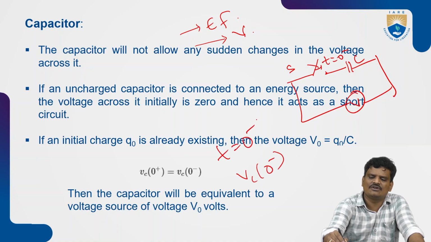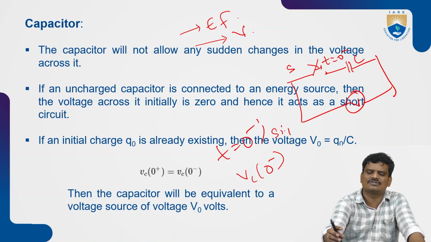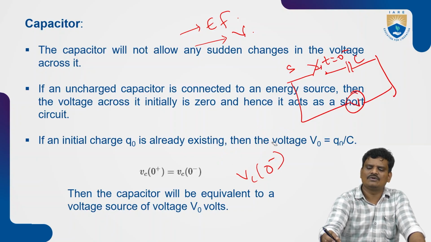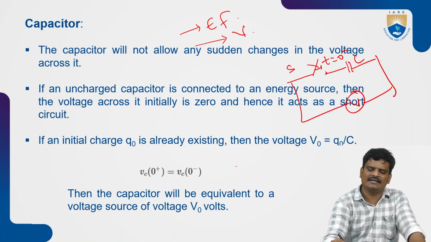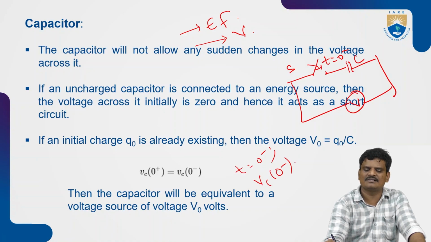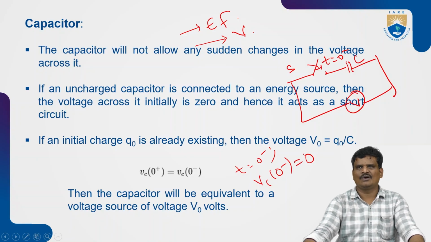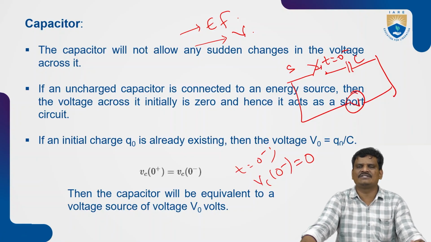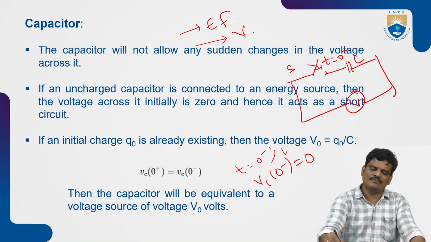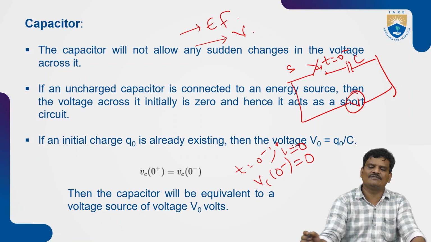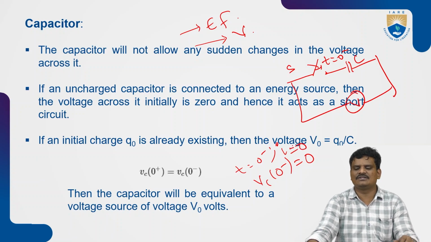At t equal to 0 minus, what happens to Vc of 0 minus? It is equal to 0. Why? Because initially the switch is open. If the switch S is open, what about the current flowing? The current flowing will be 0. If the current flowing is 0, what about the voltage across the capacitor? It will be 0.